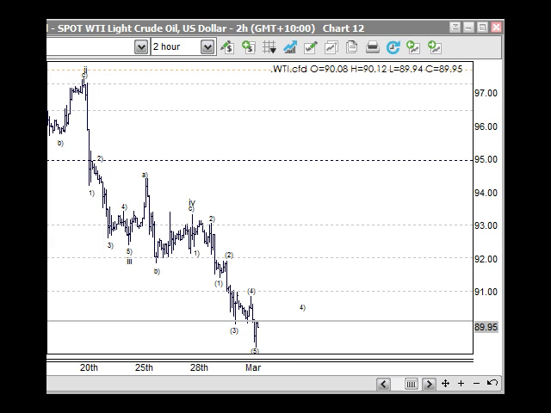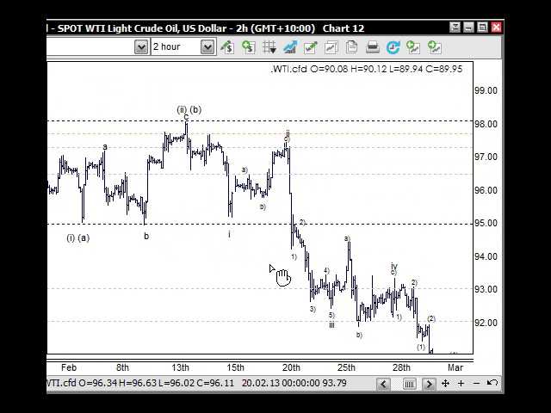Right, the oil market. Just pulling apart this little structure here.